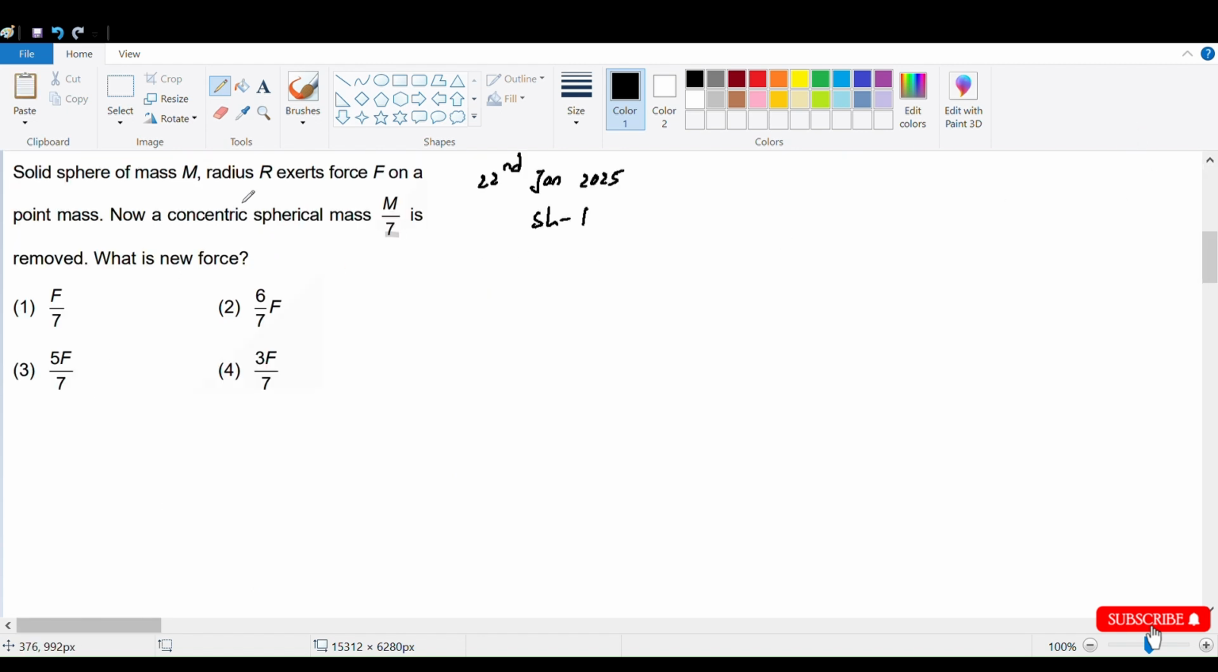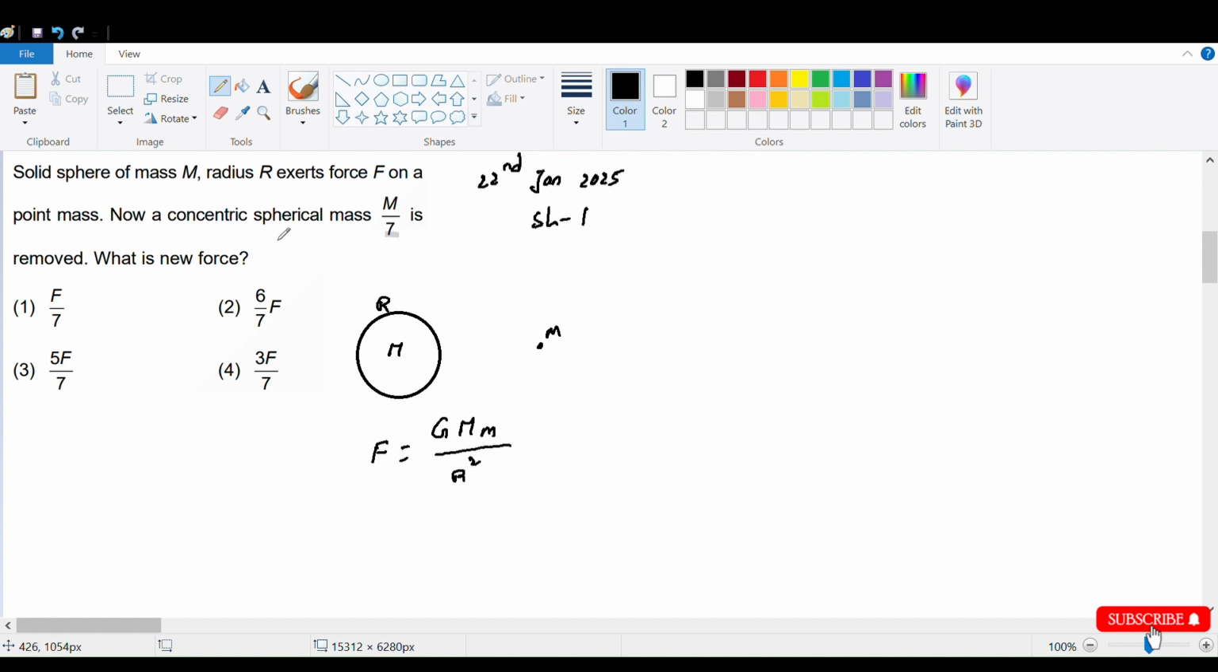A sphere of mass M and radius R exerts a force F on a point mass. So there is a sphere of mass capital M and radius capital R, and there is a point mass. First we find the force F, which is equal to G capital M times the point mass, let it be small m, divided by the distance between them, r square. So the gravitational force formula is F is equal to G M m by r square.